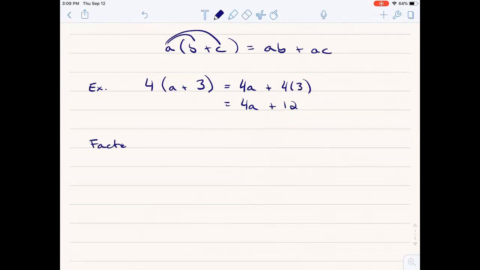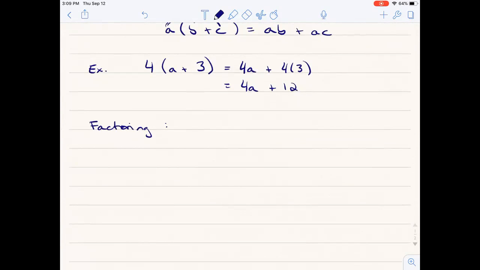Factoring is essentially expanding in reverse, right? Now you've got these common 4s, for example, in the example we just did. Now we can pull those out in front and put things in brackets, right? Because we've got that common multiple. So it is expanding in reverse.